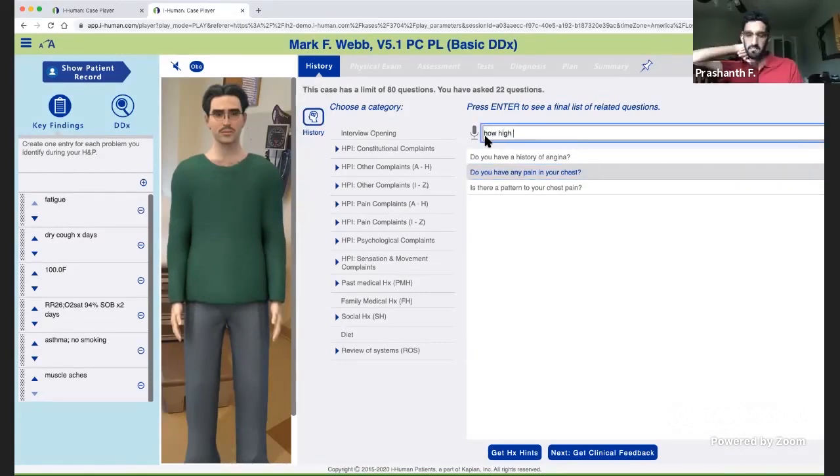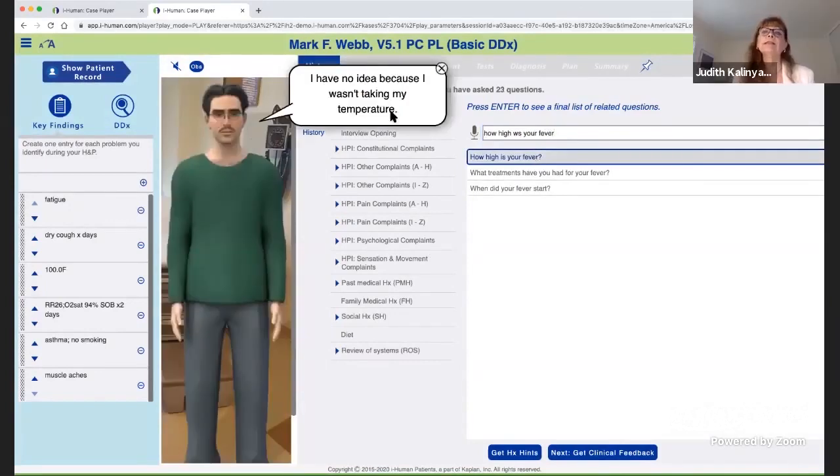Like if you've ever measured your fever, because if you just asked, how high is your fever? He has no idea. He wasn't taking his temperature. So you were right on. You first have to determine whether they're measuring it before you ask them how high. So good catch. Has he had any contacts?